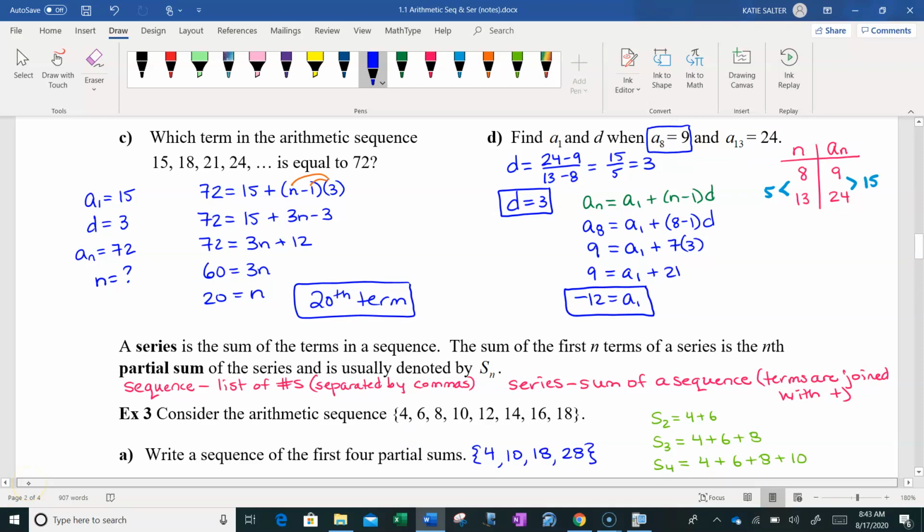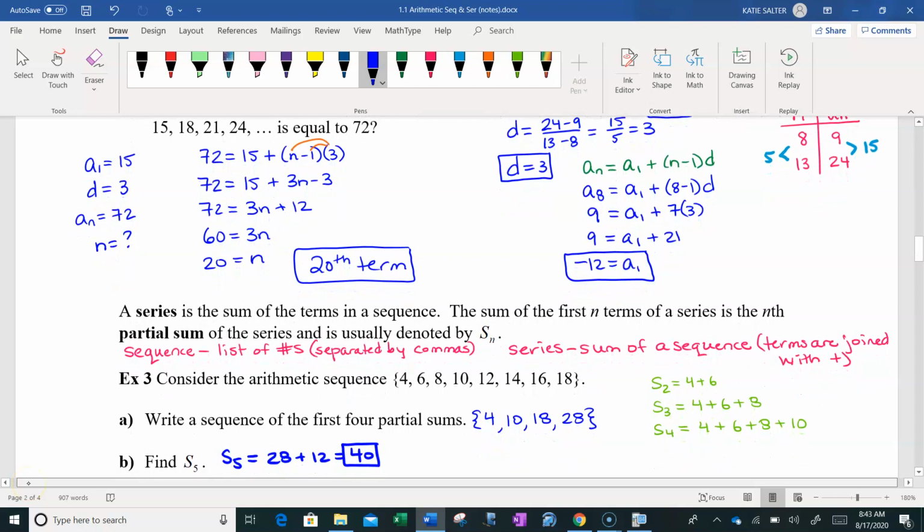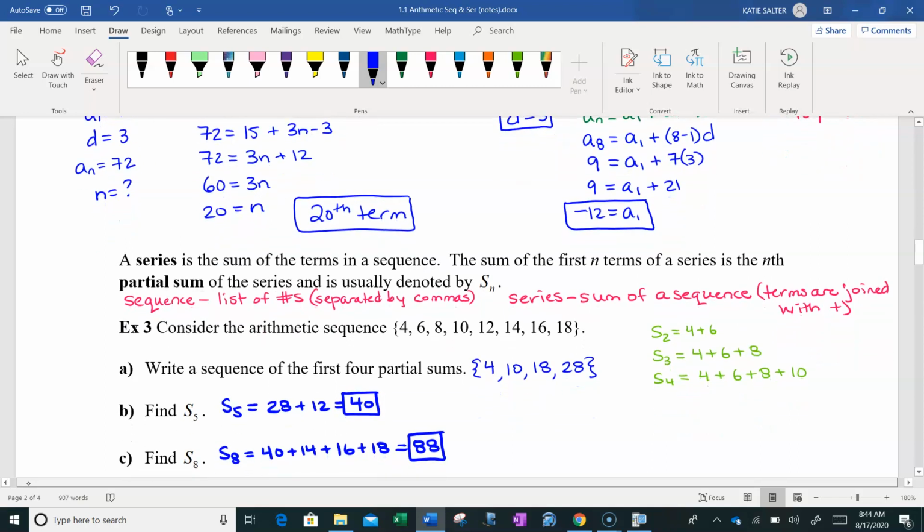Then it says find S sub 5. So since we already found S sub 4, all we would need to do is take the sum of the first 4 terms, which is 28, and then add that 5th term to it, which is 12. So that would give us 40. Go ahead, find S sub 8. All right, so to find S sub 8, we would take S sub 5, because we've already added up those first 5 terms, which is 40, and then add that 6th term and the 7th term and the 8th term to that, which gives us a total of 88.